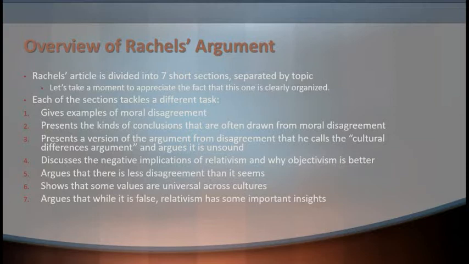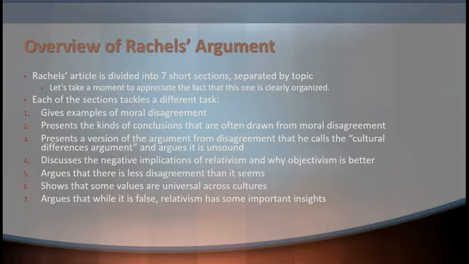The first part, part 1, gives an example of moral disagreement. So it sort of does similar things to Benedict's argument. Section 2 presents the kinds of conclusions that are usually drawn from moral disagreement. Part 3 presents a version of the argument from disagreement that he calls the cultural differences argument, and then he argues that it's unsound. Section 4 discusses the negative implications of relativism and why objectivism is better.